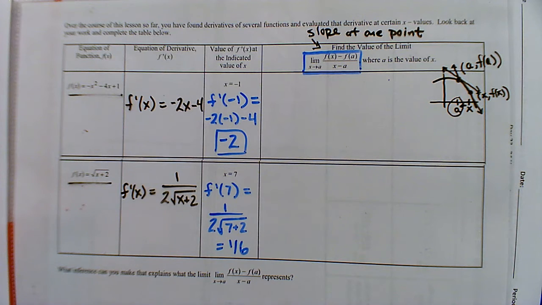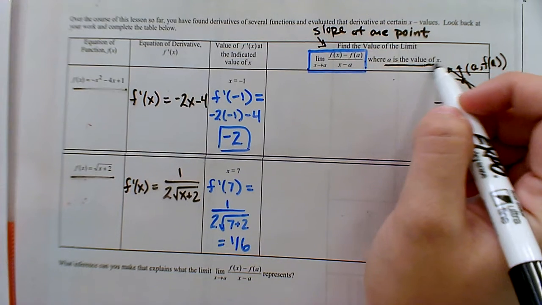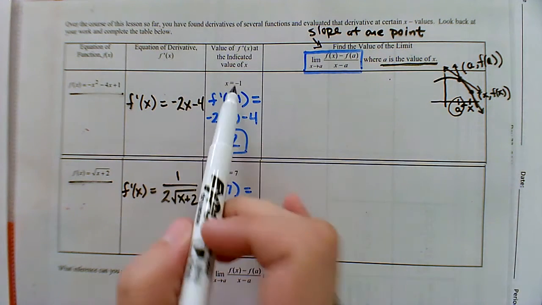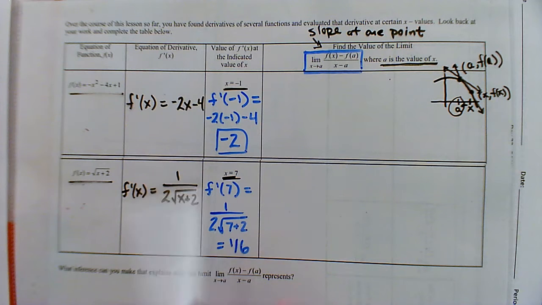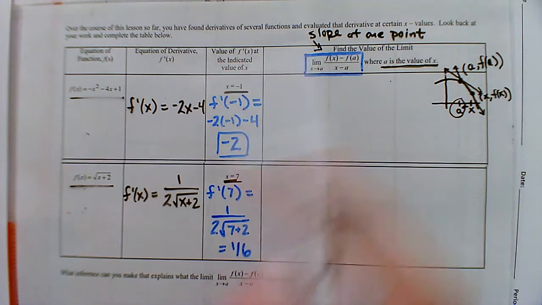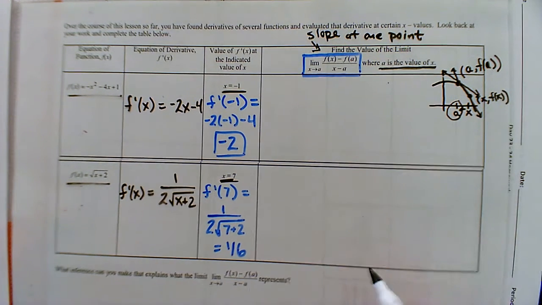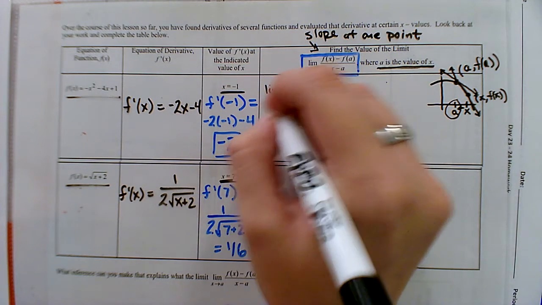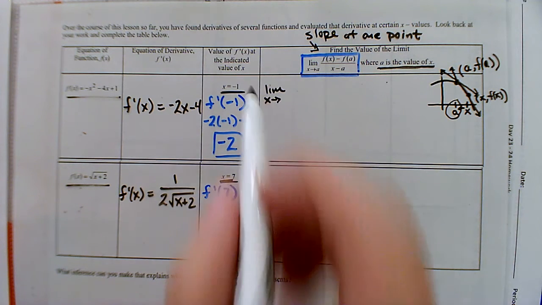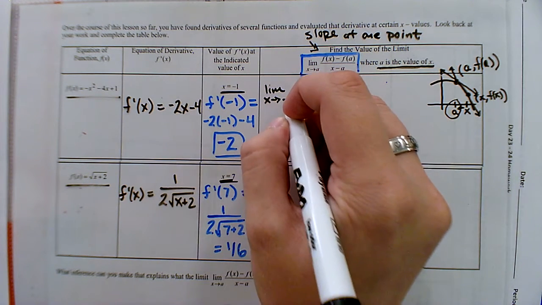And the difference with this one is we know which point we want. Okay, where a is that special value of x that you're trying to evaluate. For instance, -1 and 7 in these cases. So we're going to take a look at what this limit gives us in terms of the slope at one point, aka the derivative. Let's go ahead and check it out. The limit as x approaches, we're going to let a, in this case, be -1.